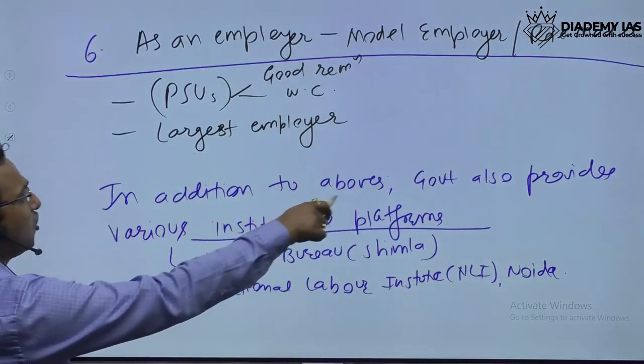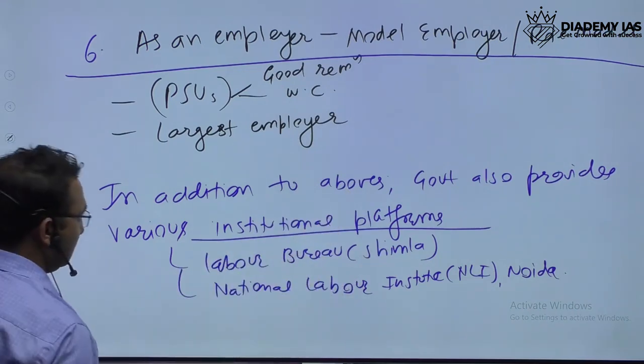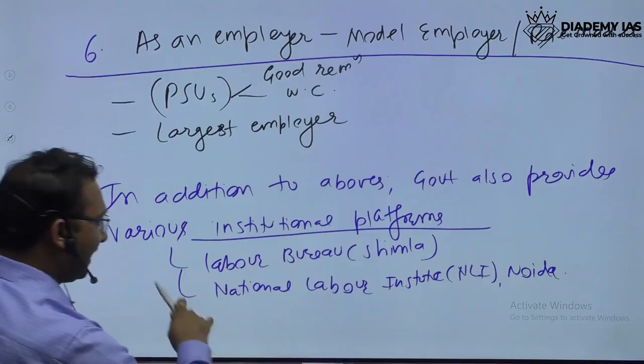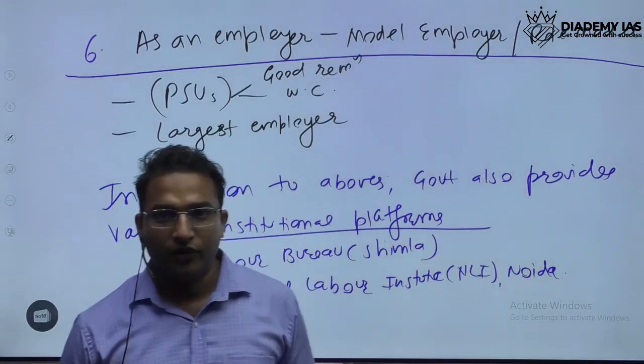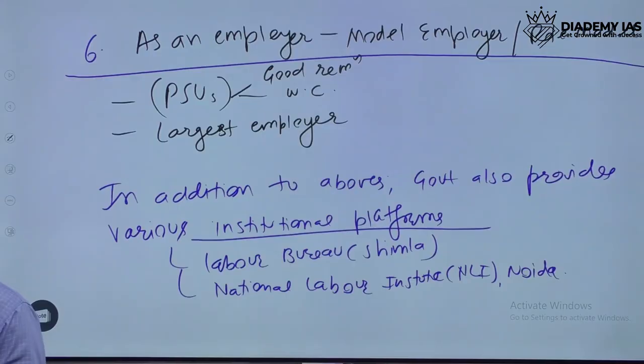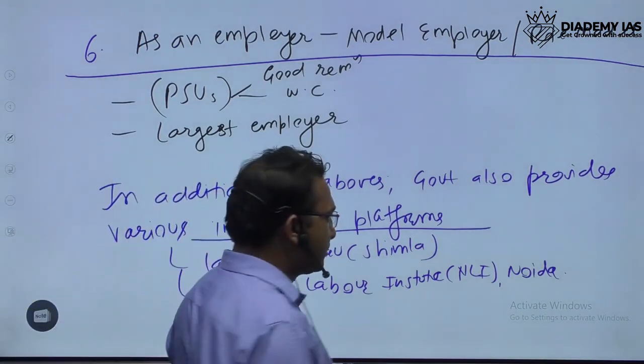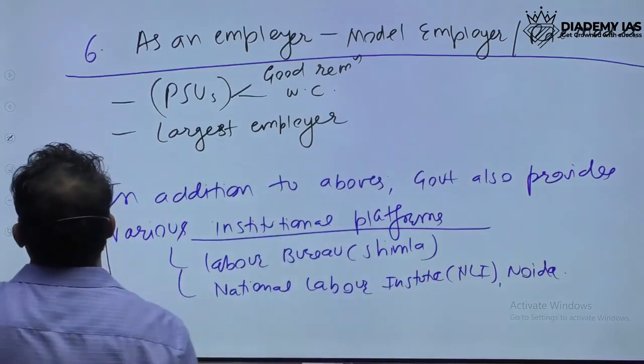So in addition to the above, the government also provides various institutional platforms. For example, the Labour Bureau in Shimla, the National Labour Institute like the NLI in Noida. And apart from this, there are many other labor beneficial platforms, labor administration agencies, which are there for the employees, okay? So please write a few of these bodies. Please write the labor administration machinery.